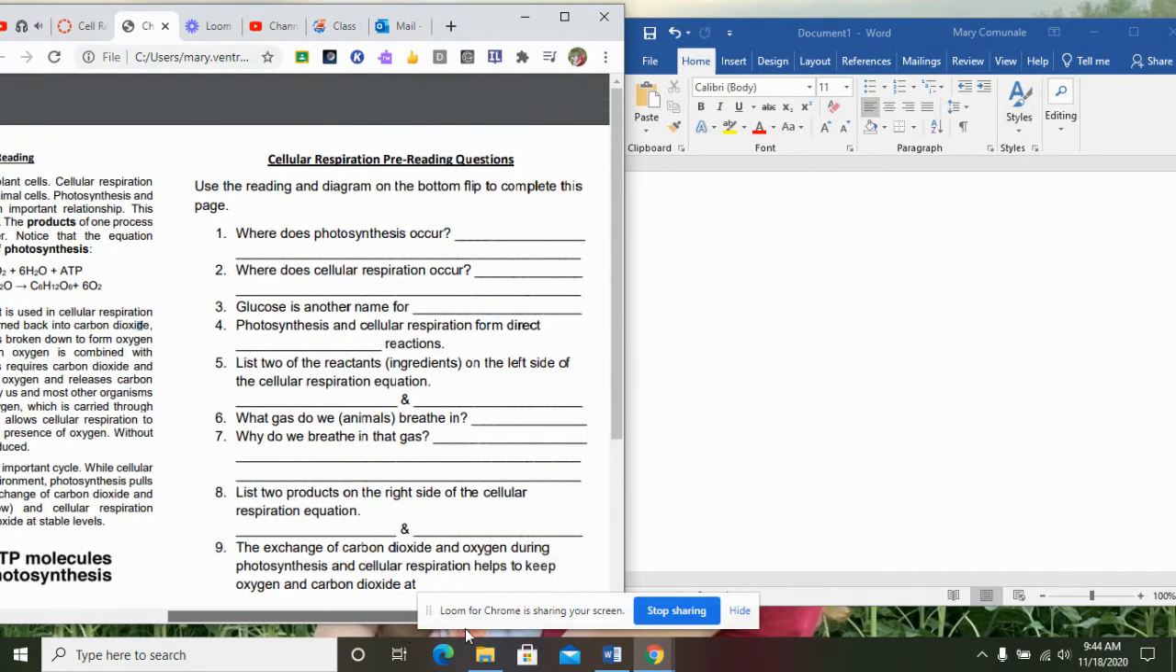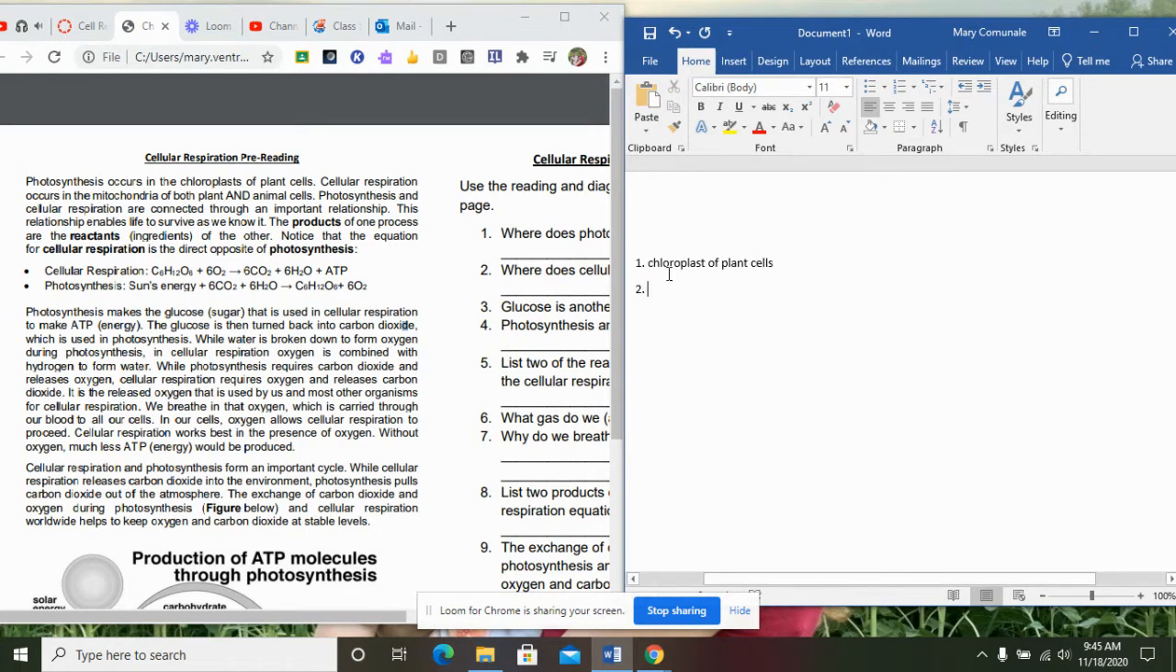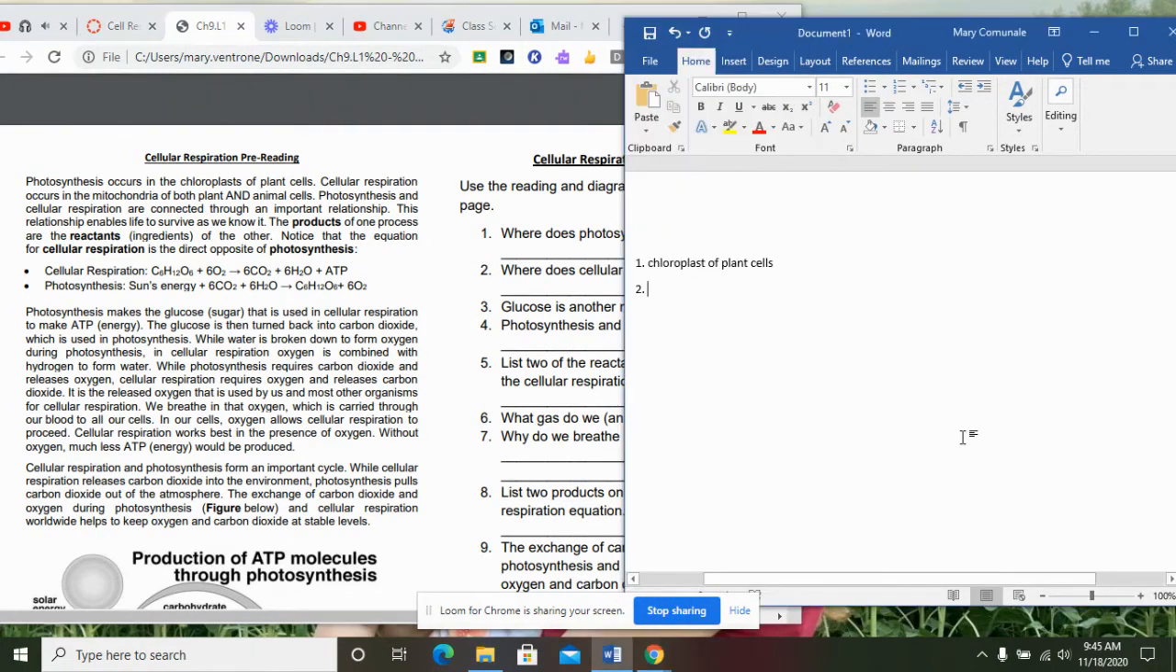So question number 1. Where does photosynthesis occur? Photosynthesis occurs in the chloroplasts of plant cells. So for number 1, I'm going to write in the chloroplast of plant cells. Number 2 looks like, where does cellular respiration occur? Cellular respiration occurs in the mitochondria of both plant and animal cells.